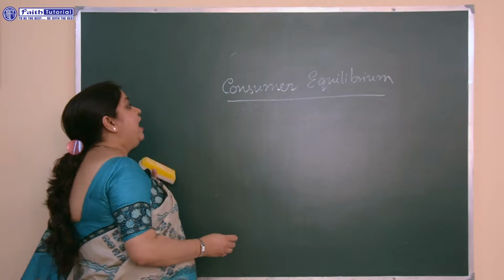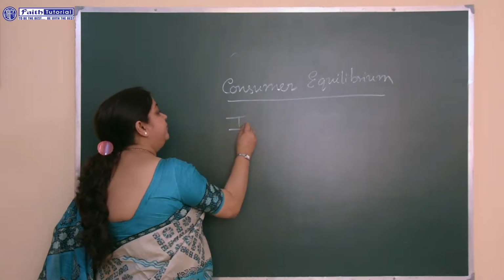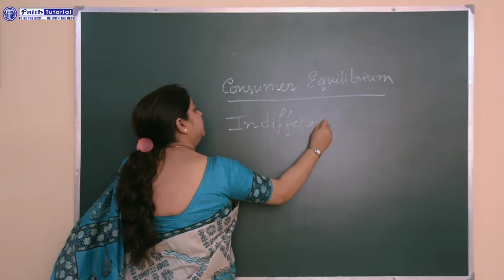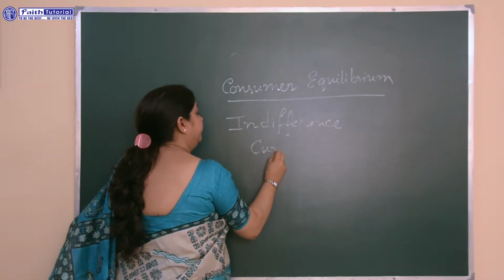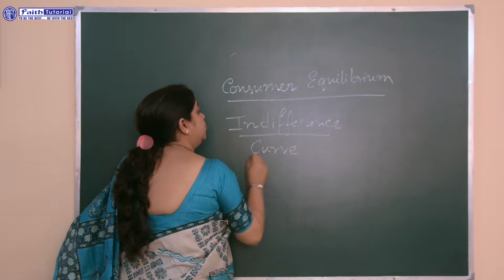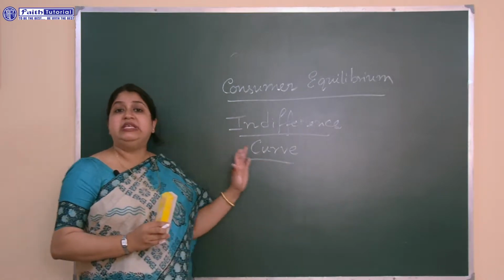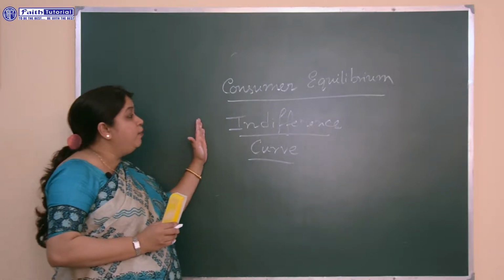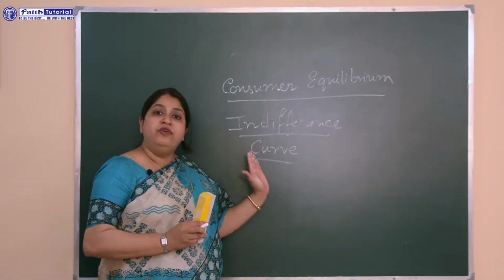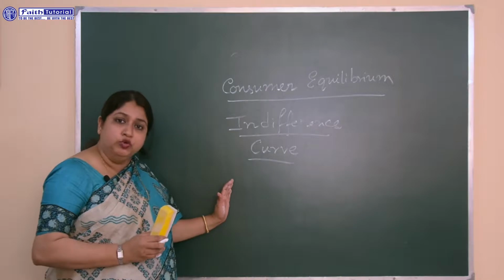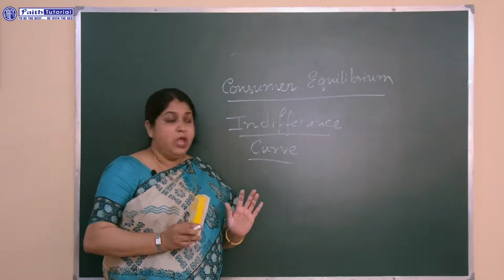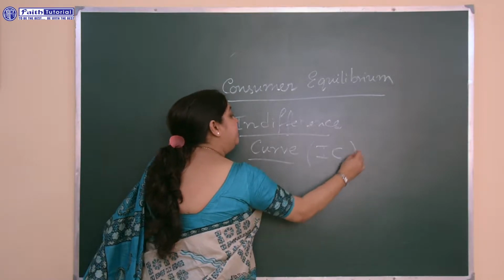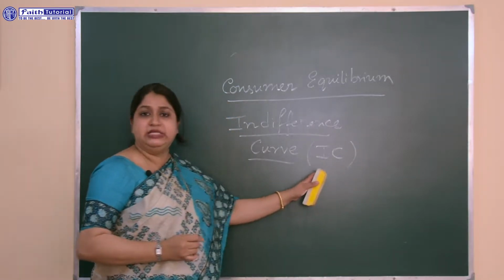So first we have to know the concept of the indifference curve. Let me first explain what an indifference curve is. In the ordinal approach, with the help of the indifference curve, we can show how the consumer will reach equilibrium. The indifference curve is written as IC.